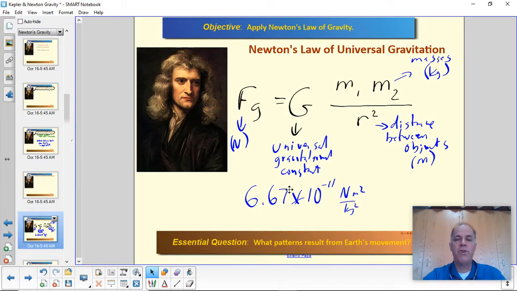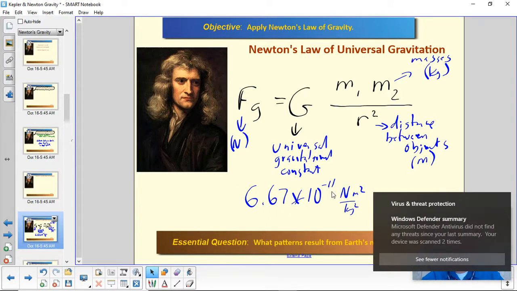Okay, and then finally that brings us to big G, and we literally call it big G. This is the universal gravitational constant. And this is a kind of a fudge factor, a number that we have to plug into this equation so that when we use kilograms and meters, we come out with newtons. Now, this is a very tiny number, 6.67 times 10 to the minus 11th.